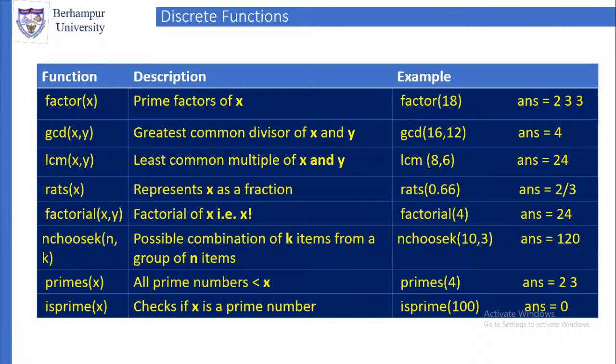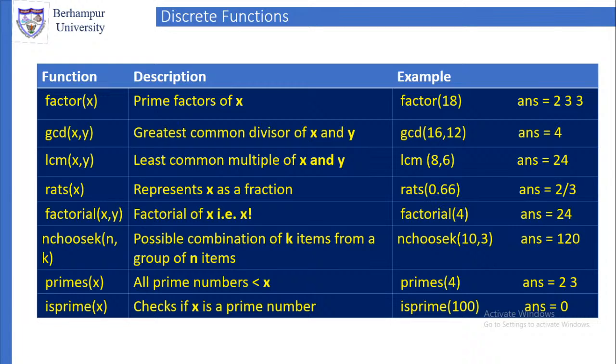Then primes x. Primes x gives you all prime numbers which are less than x. If I write primes 4, the prime numbers below 4 are 2 and 3. If you write primes 6, prime numbers below 6 are 2, 3 and 5. So answer will be 2, 3 and 5. So this way you will get prime numbers below a limit, upper limit.